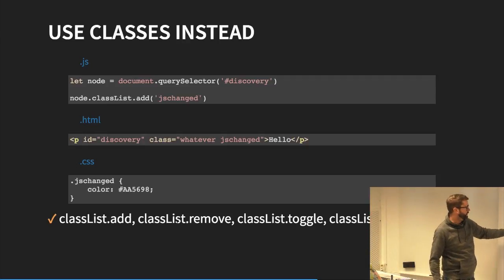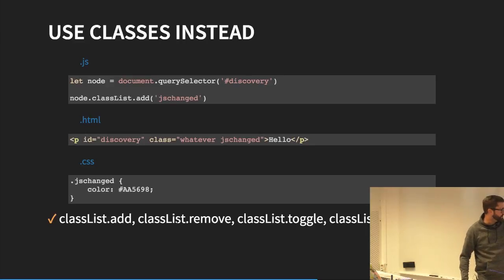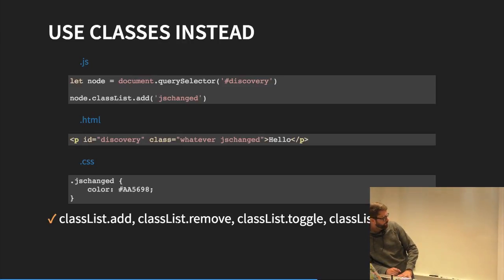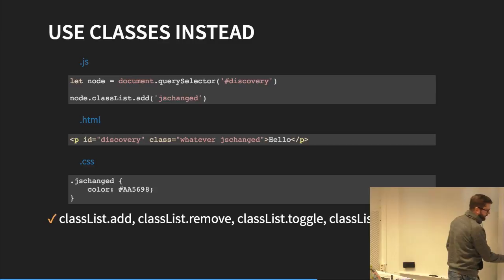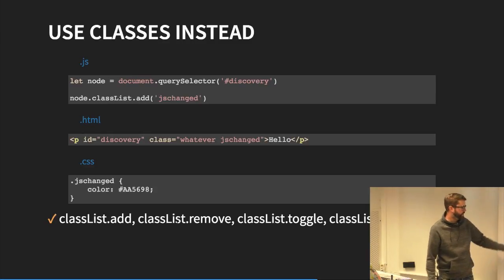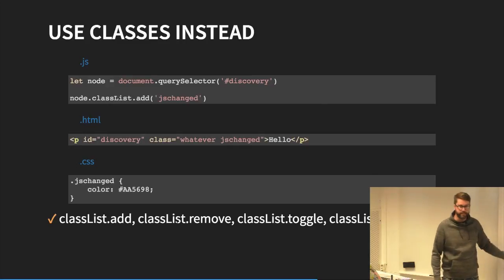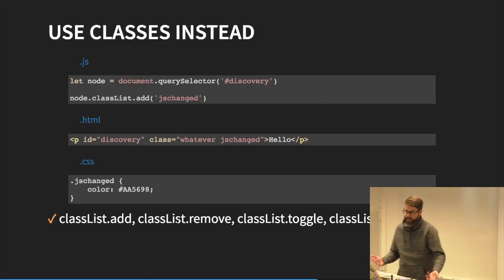So in the HTML, it will look something like this, class, whatever, and JS changed. Since I'm using class list and doing add, it will add the JS changed. It will not overwrite if there is something there already. And in class attributes, you can separate different classes with a space. And in the CSS, I have a class that I call JS changed. And as soon as this P element gets that class, it will also get this CSS rule applied. So it will change its color.